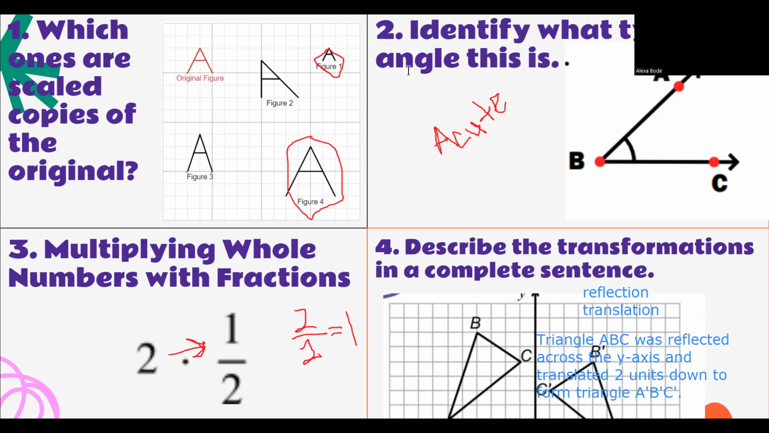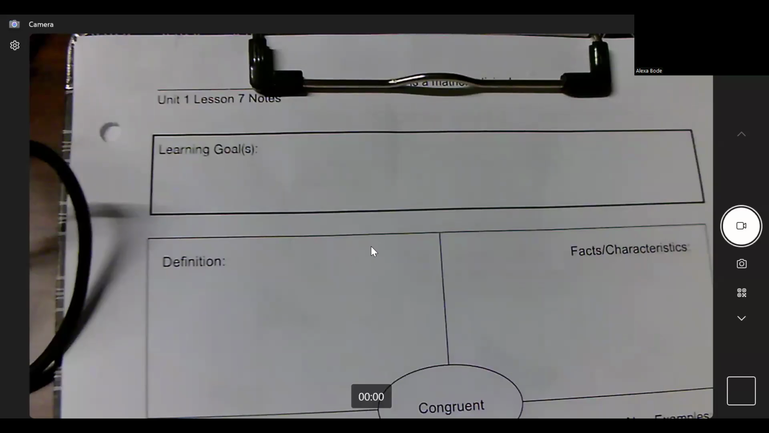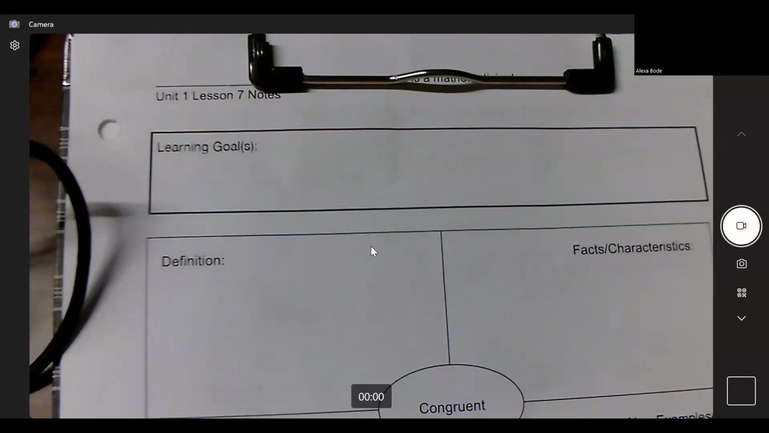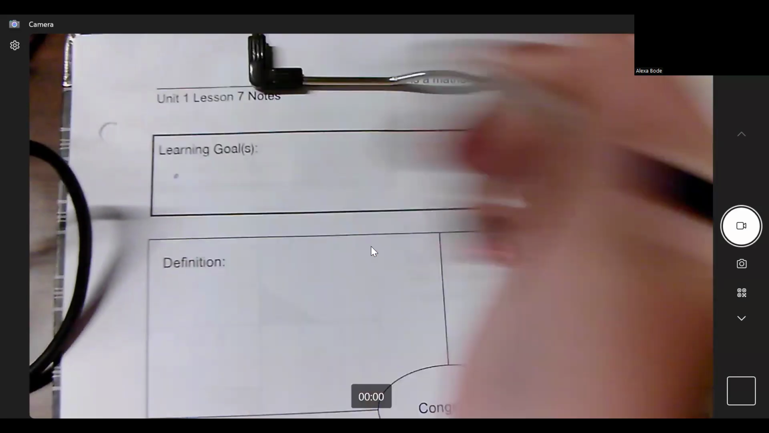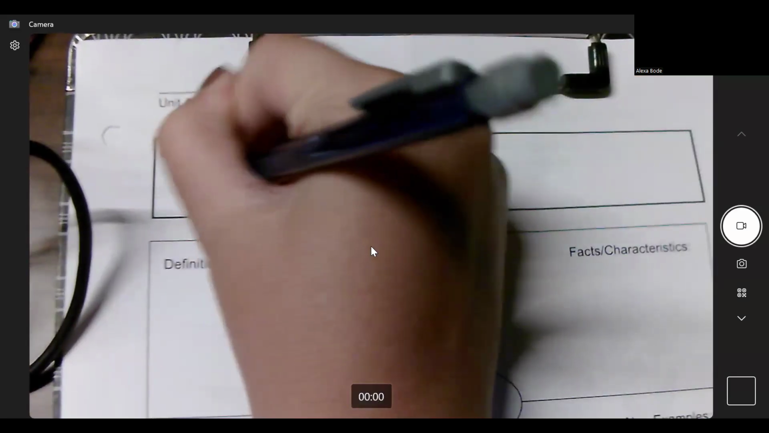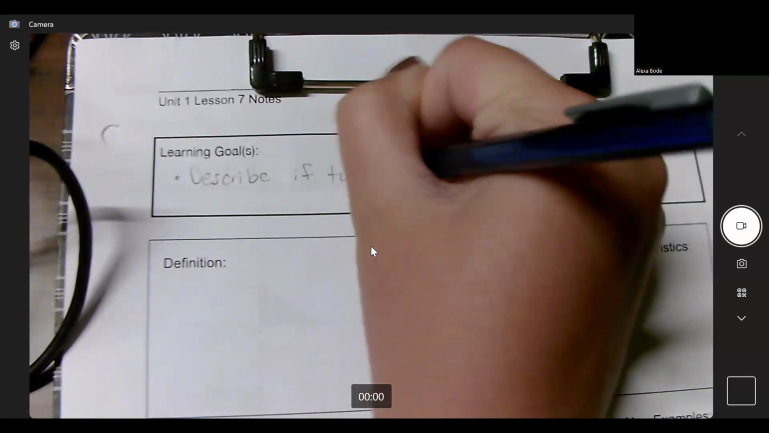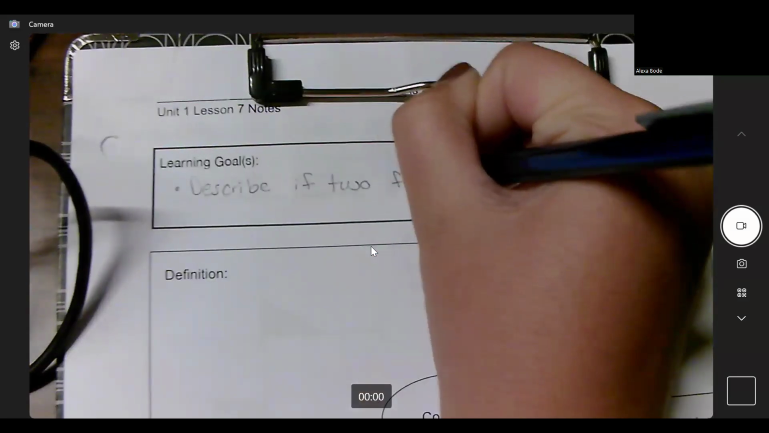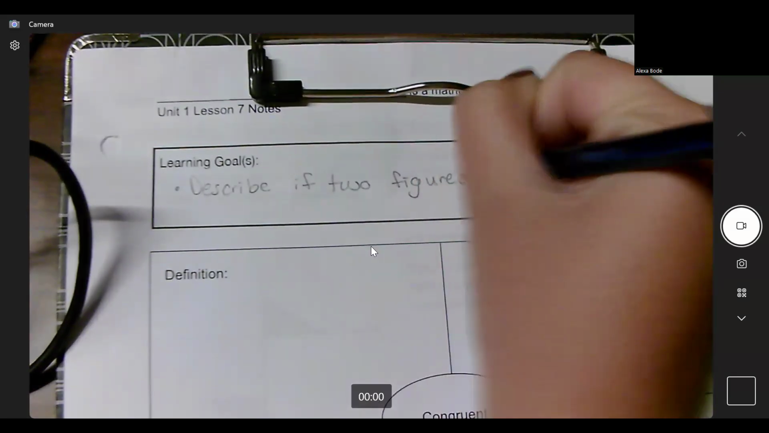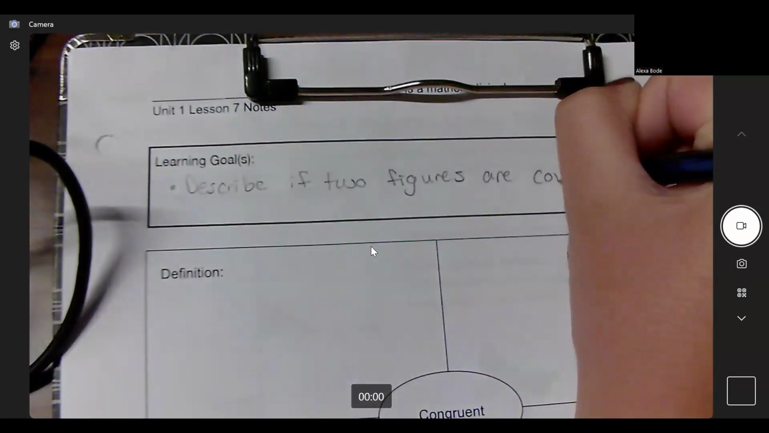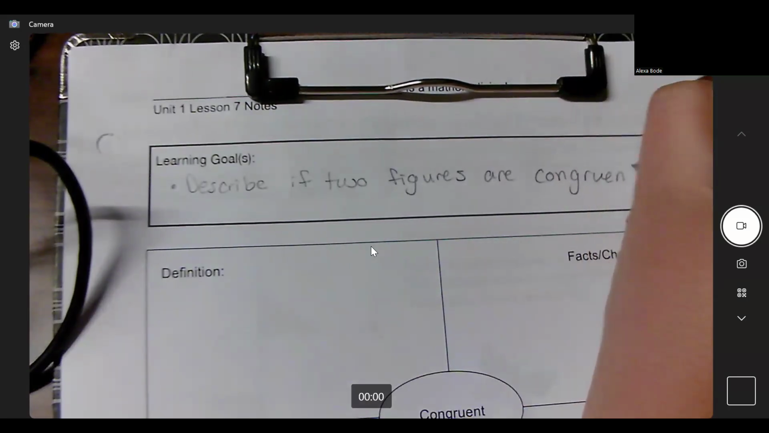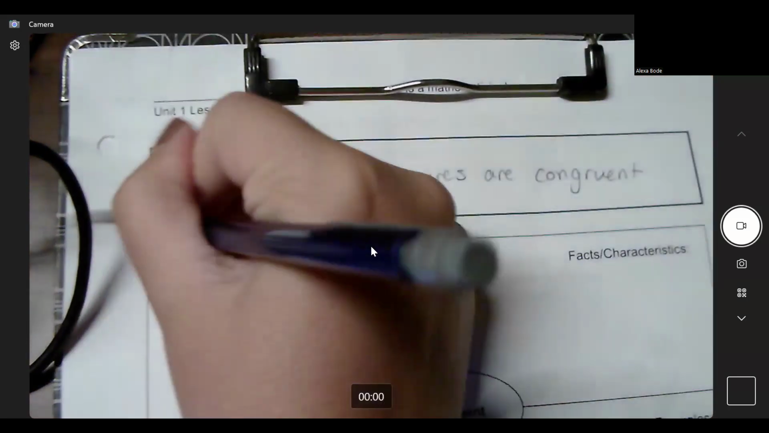Okay, so we are now going to look at our notes for today. So please take out the notes paper that the substitute gave you. And today our learning goal is to describe if two figures are congruent just by looking.